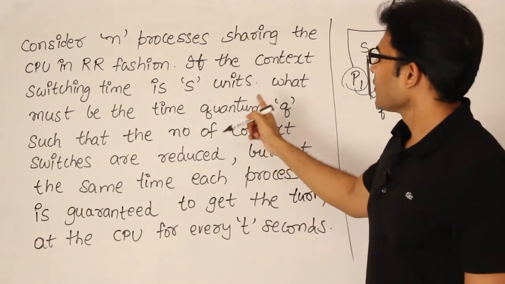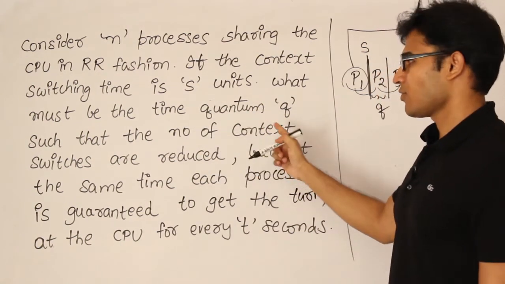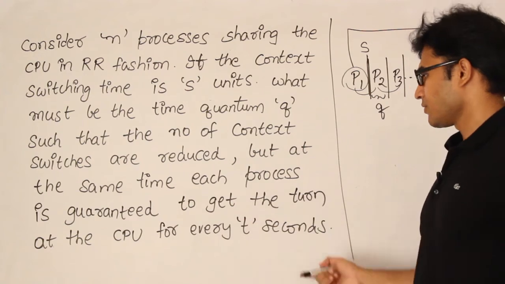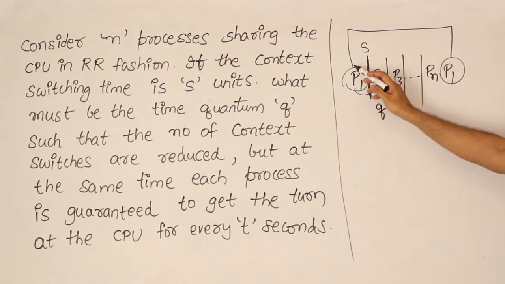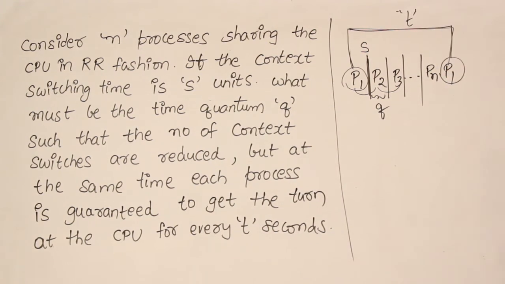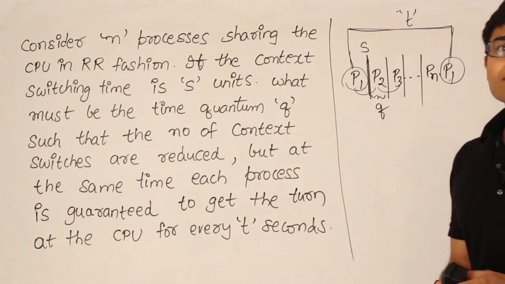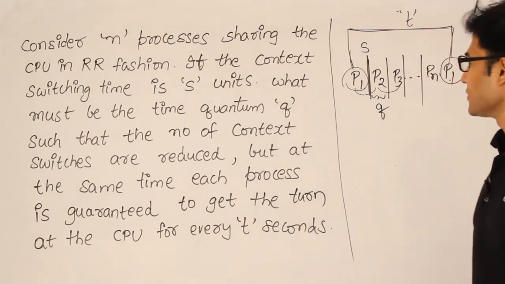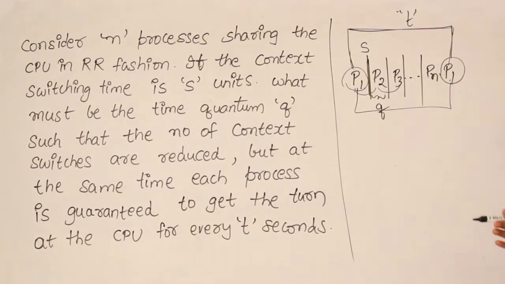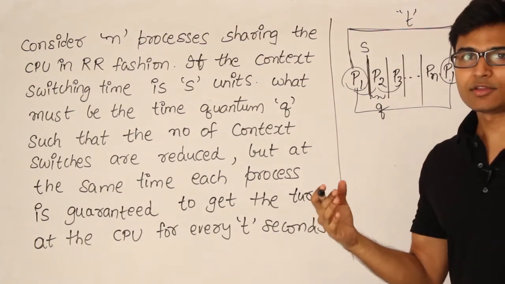What must be the time quantum such that the number of context switches is reduced, but at the same time each process is guaranteed a turn at the CPU every t seconds, which means for every t seconds a process should get a chance to execute. How can we answer it? Before a process gets executed for the second time, the total time spent has to be less than or equal to t. Then only will the process get the chance to execute every t seconds. Once you start here and again reach there, the time elapsed between them has to be less than or equal to t.